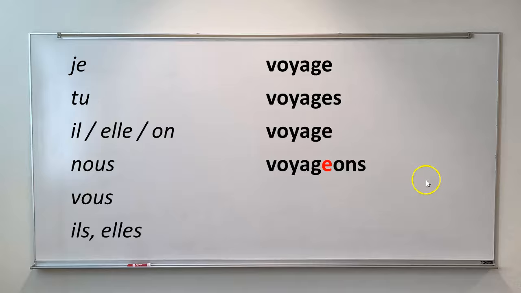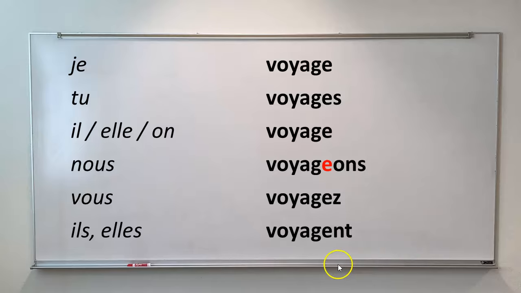And that's it. Vous. We start with our root, and you add the ez ending. Vous voyagez, you travel. Ils, elles, start with the root, and add the ent. Ils voyagent, elles voyagent, they travel. And there you have it, the verb voyager in the present tense with just this one minor spelling change.